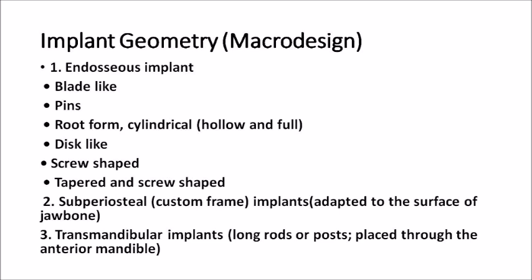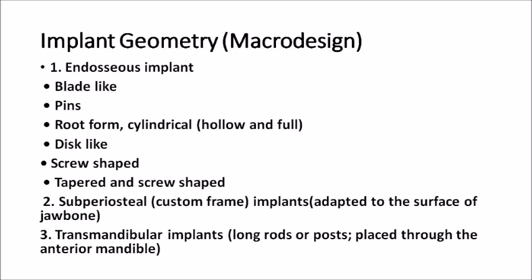So we all know what dental implants are. The basic thing about an implant is called the implant geometry or implant macro design. How the implant looks, or what is its basic outline. First is the endosseous implant. From the term it is very clear, it is placed inside the bone. This endosseous implant can be of different shapes, as given in the figure. It can be blade-like, placed inside the bone. It can be like a pin. It can be root form or cylindrical, and that is the commonest form of dental implant.